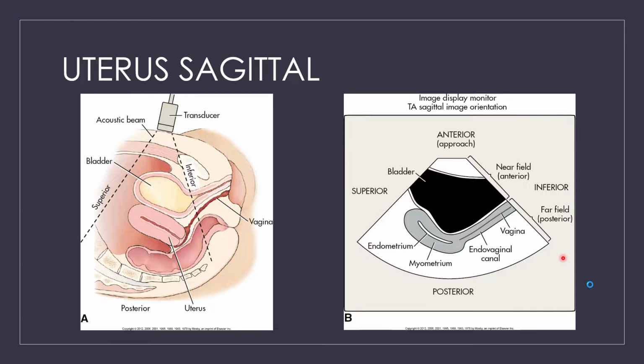So if it doesn't just click right away, don't worry. The more you scan, the more this is going to make sense, and it will become second nature to you to be able to pick things out and realize, oh, I need to move up or down or side to side to get that image a little bit better. So anterior, posterior, superior, and inferior. This is in a sagittal plane.